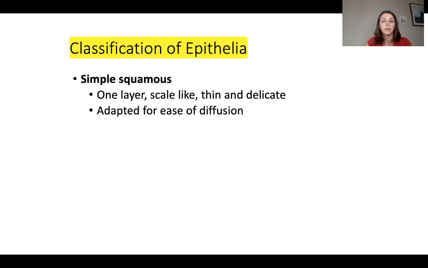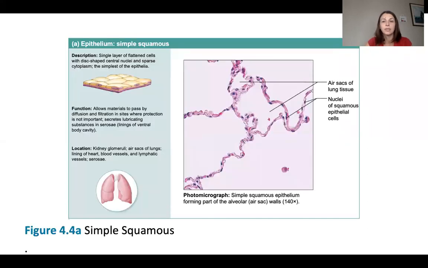A simple squamous is a one-layer, scale-like, thin and delicate cell. It's adapted for the ease of diffusion. Here we can see it in the air sacs of the lungs, right? Imagine that oxygen needs to diffuse in and out of the blood. So for use in the lung tissue, you have a single layer, and that form allows the function to function smoothly.